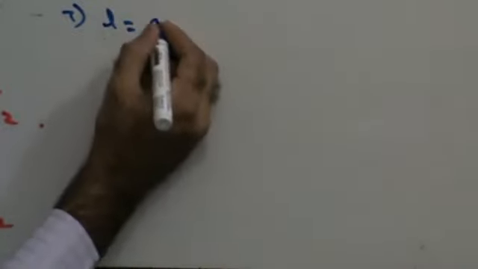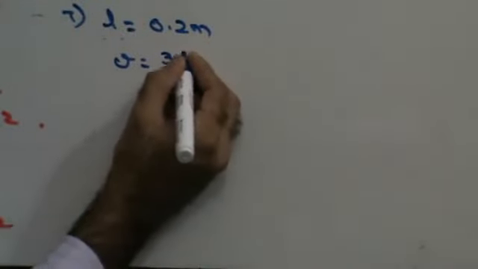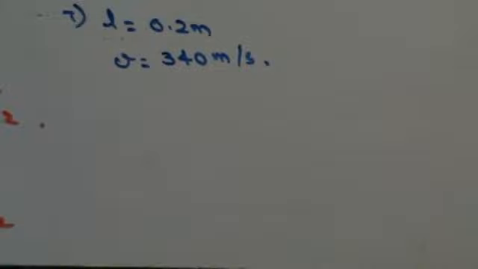Calculate the fundamental frequency of an air column enclosed in a pipe open at both ends, of length 0.2 meters, if the velocity of air is 340 meters per second.